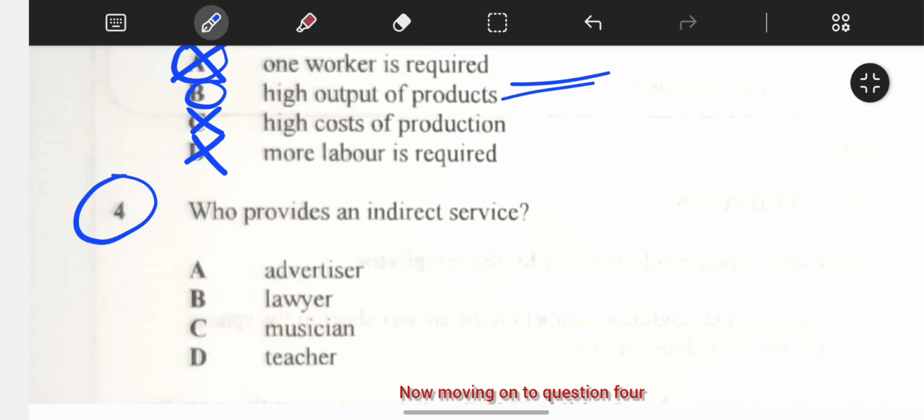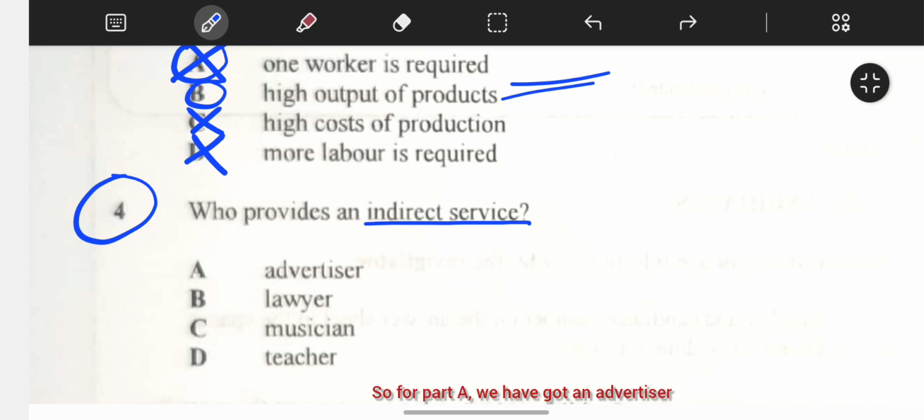Now moving on to question 4, it reads, who provides an indirect service? And here we have to know what an indirect service is. An indirect service is an intangible act done not for personal consumption. What I'm trying to say is it is a service which is done behind the scenes. It is done to support an organization or a client without face-to-face interaction. So that is the type of service that we want to find among the answers.